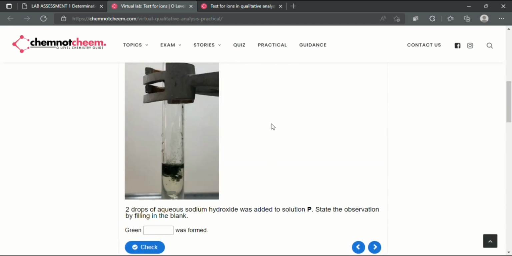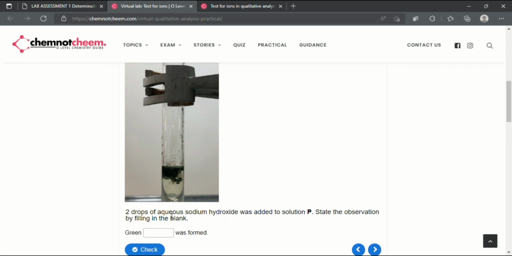And the next question is, add aqueous sodium hydroxide until a change is seen. 2 drops of aqueous sodium hydroxide was added to solution P. State the observation by filling in the blank.